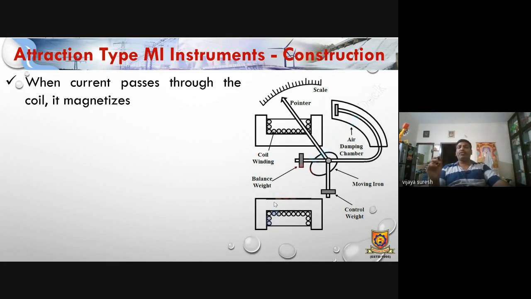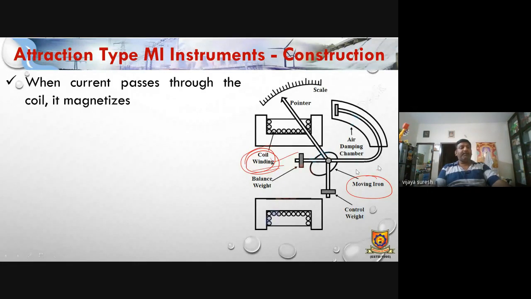When the current is passing through the coil winding, the coil will energize. That is, the coil is acting as a magnet. Nearby, a moving iron is there. You can observe here that the coil is energized, so the entire coil is acting as a magnet, and the iron piece near the coil is always going to be attracted by the coil.